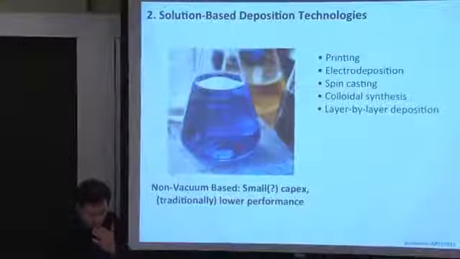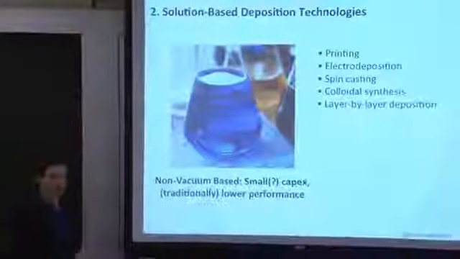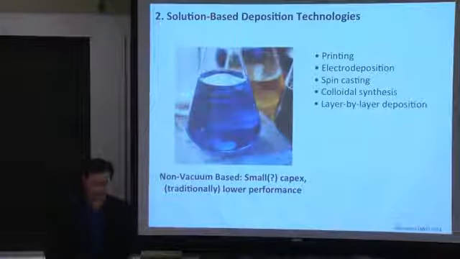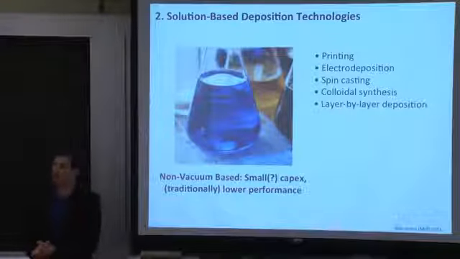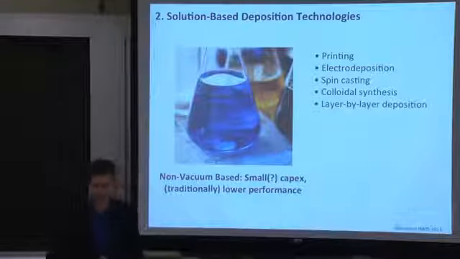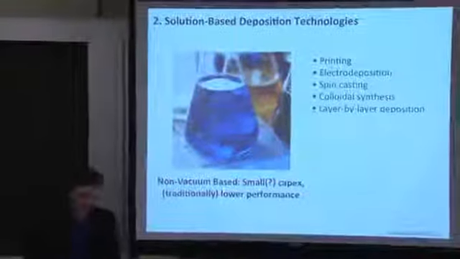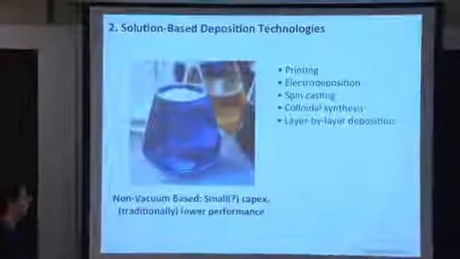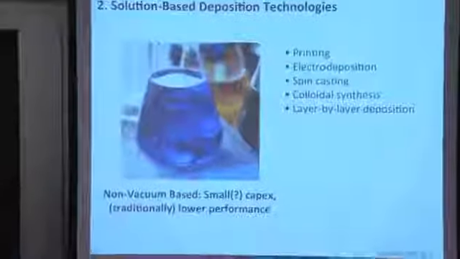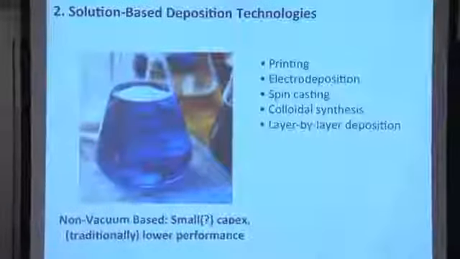And we shouldn't forget, as we talk about all these fancy vacuum equipment that look nice and cool as you walk through the labs and you see these big stainless steel chambers, we shouldn't forget about the simpler, lower cost, lower thermal budget, lower capital equipment cost techniques, the solution-based deposition methods. And these involve printing. They involve electrodeposition, spin casting, colloidal synthesis, layer by layer deposition developed here at MIT, and other technologies as well.